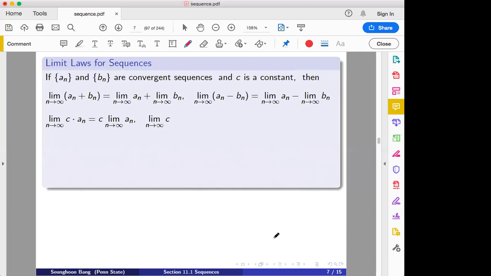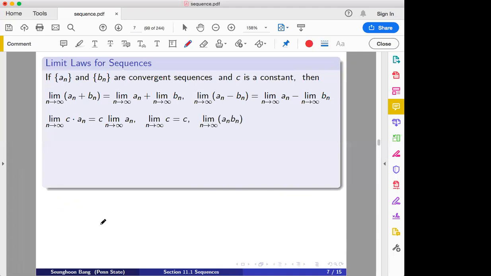The limit of c, what's the limit of c? Do you know the limit of c? What's that? The limit of c is c. So I'm going to give one example: the limit of 5 as n approaches infinity. The limit of a constant is always what? The constant, 5. So this is the idea. The limit of c is, yes, c.